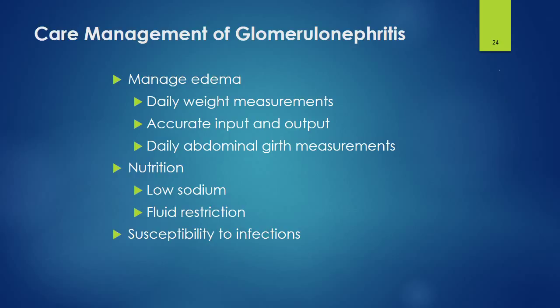Vital signs provide clues to the severity of the disease and early signs of complications. The nurse would manage edema by monitoring daily weights, intake and output, and also abdominal girth measurements. For most children, a regular diet is allowed, but it should contain no added salt. So they may be on a low sodium diet as well as fluid restriction. The nurse would also monitor for infections.